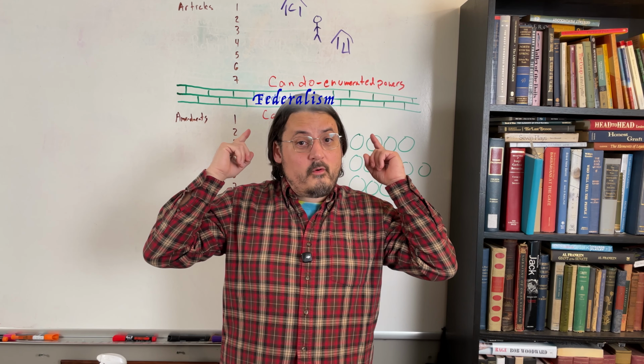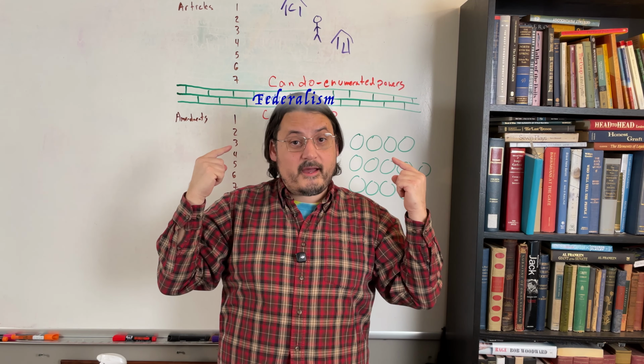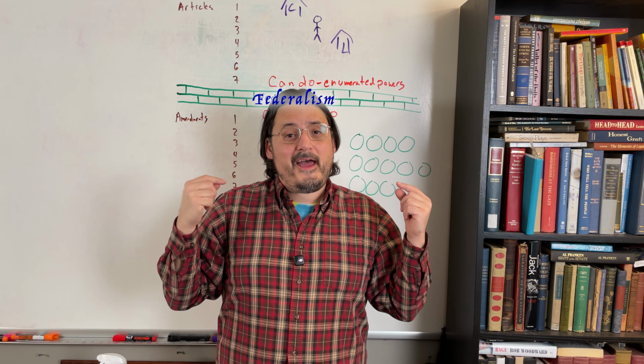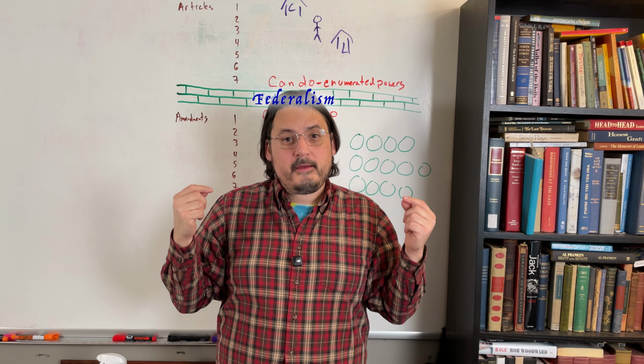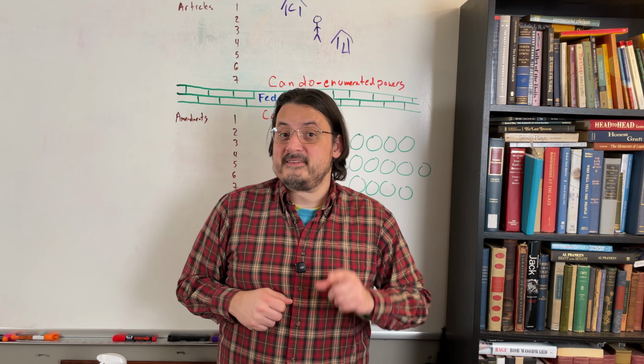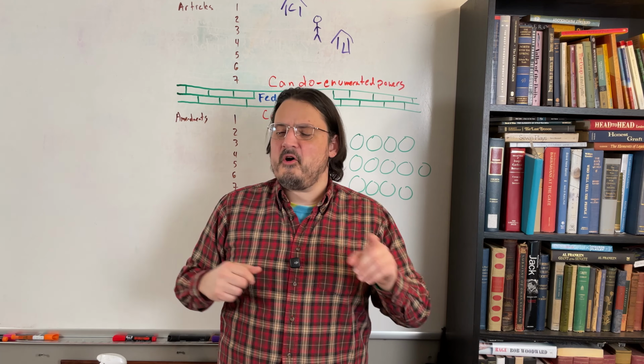This wall has a name, and that name is federalism. Federalism is the dividing wall between the federal government and state governments, and it's built into the Constitution and part really of the dividing line between the Articles and the Amendments. But it's not the only line between the Articles and the Amendments. We'll get there in a second.